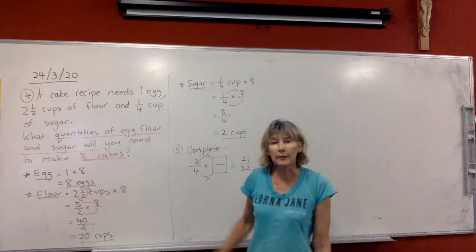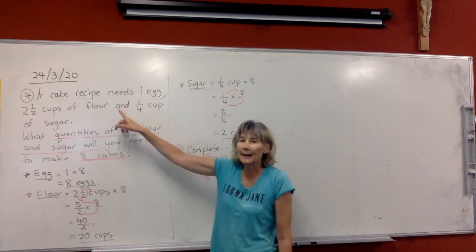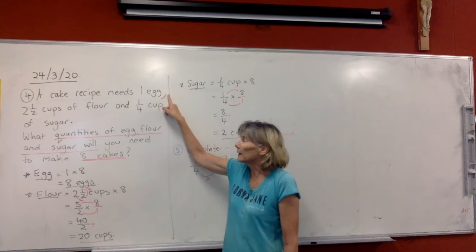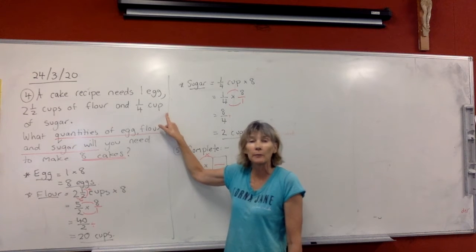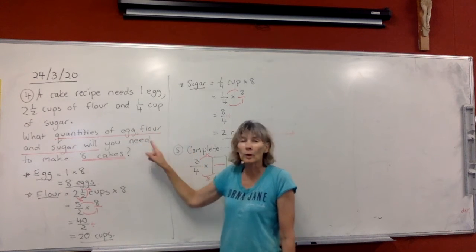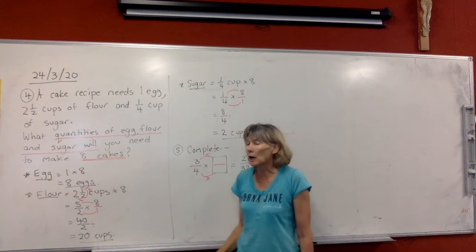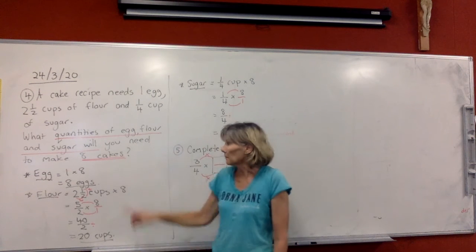Okay, so we're looking at another problem question here. A cake recipe for one cake needs 1 egg, 2.5 cups of flour and a 1/4 cup of sugar. What quantities of egg, flour and sugar will you need to make 8 cakes?